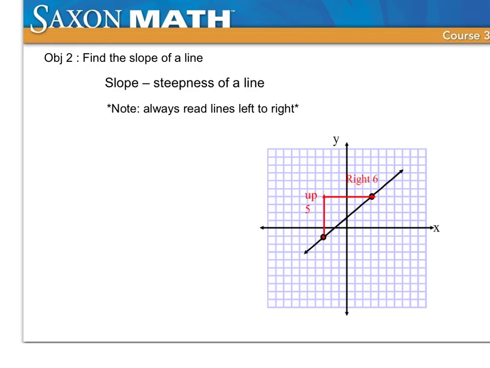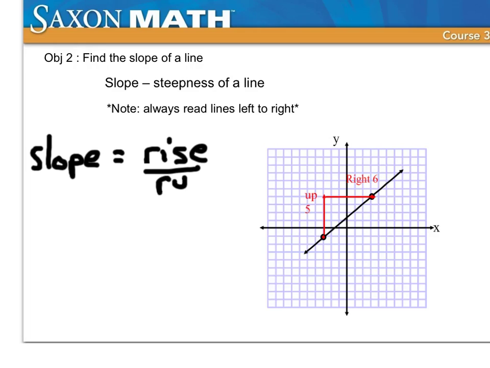Okay, objective 2 is to find the slope of a line. Easy definition for slope is the steepness of a line. A slope tells you how steep a line is. And there's a note here, we always read our lines from left to right. Well, the way we find slope is called rise over run.